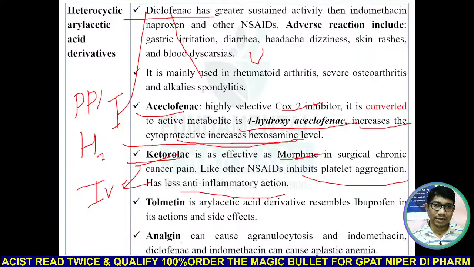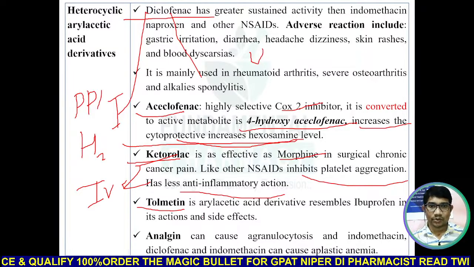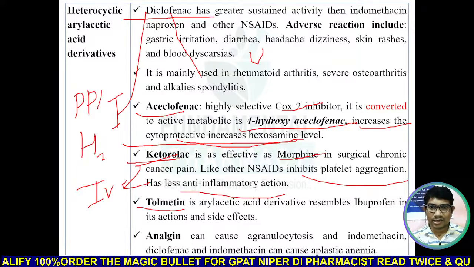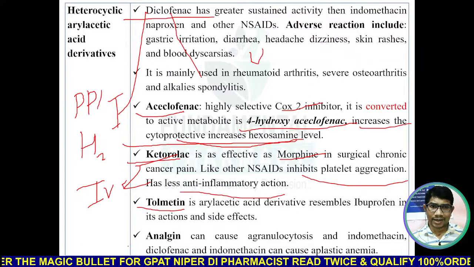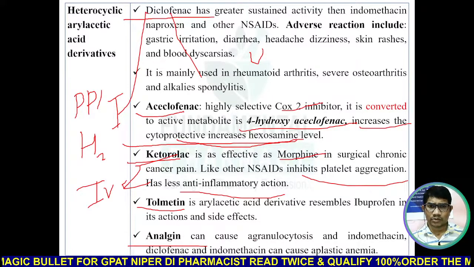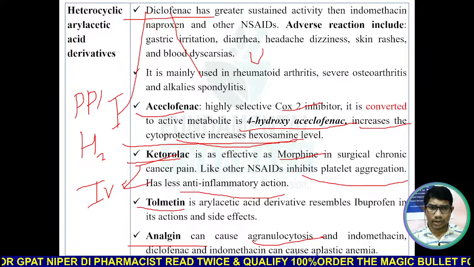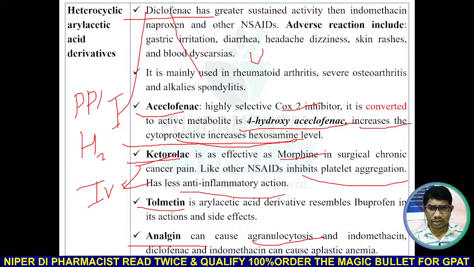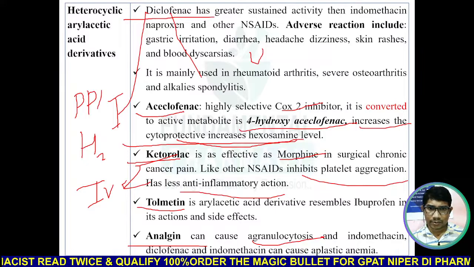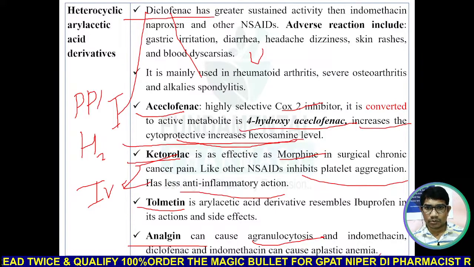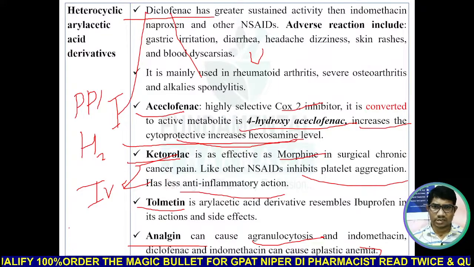Next, aryl acid derivative में आता है tolmetin. So again aryl acid derivative. Aryl मतलब benzene. It will resemble ibuprofen in its action. Then next आता है analgesic. It can cause agranulocytosis. Granulocyte का लेवल कम कर देगा. Indomethacin, diclofenac can cause aplastic anemia. इंडोमेथासिन, डाइक्लोफेनाक ये क्या है, इनके असोसिएटेड है aplastic anemia. Indomethacin and diclofenac can cause aplastic anemia. तो रिमेंबर यहाँ पे याद रखना है आपको ये चीज, वेरी इंपॉर्टेंट.